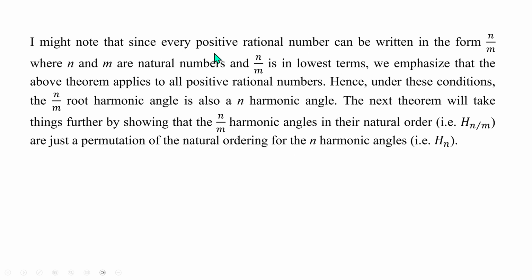I might note that since every positive rational number can be written in the form n over m, where n and m are natural numbers and n over m is in lowest terms, we emphasize that the above theorem applies to all positive rational numbers. Hence, under these conditions, the n over m root harmonic angle is also an n harmonic angle. Not necessarily the root n harmonic angle, but some natural number multiple of it reduced modulo 360. The next theorem will take things further by showing that the n over m harmonic angles in their natural order, which I denote by h sub n over m, are just a permutation of the natural ordering for the n harmonic angles, i.e. h sub n.